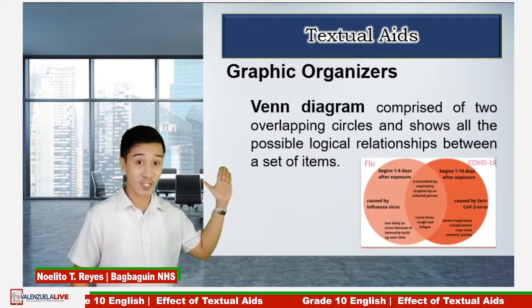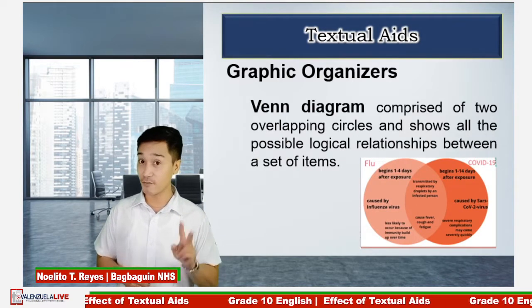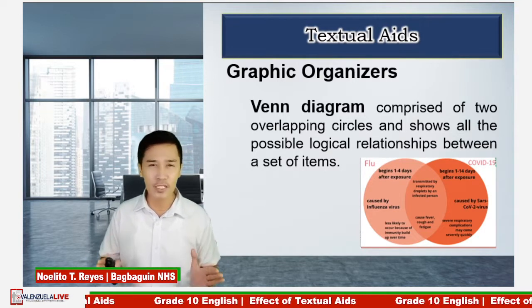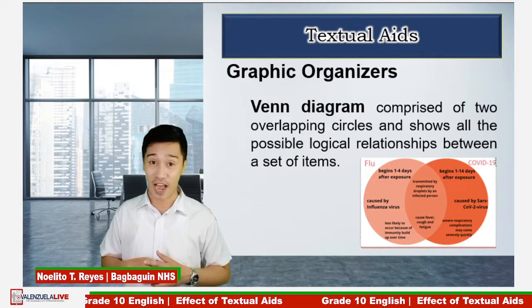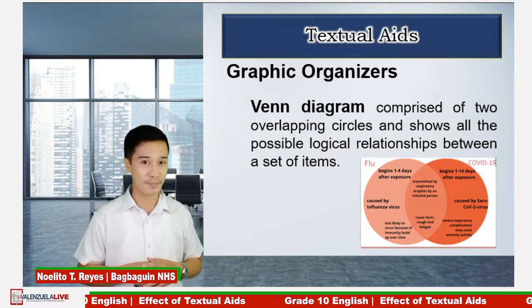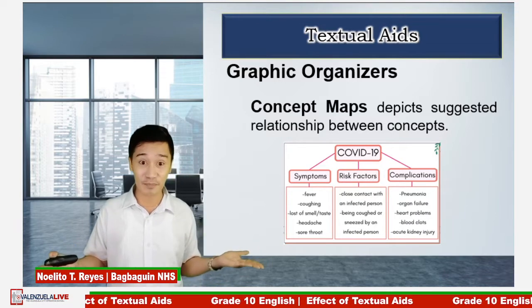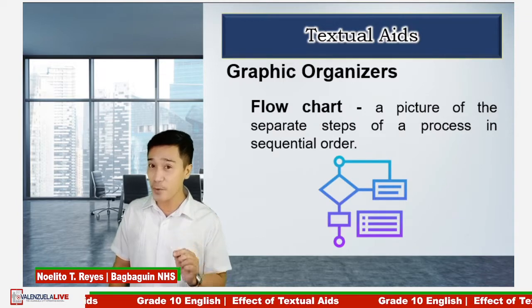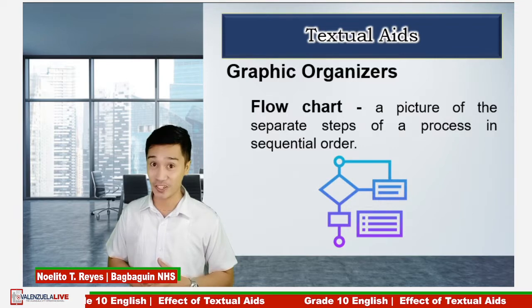Graphic organizers such as Venn diagram comprise of two overlapping circles, and show all the possible logical relationships between a set of items. Concept maps depict suggested relationships between concepts. Flowchart, a picture of the separate steps of a process in sequential order.